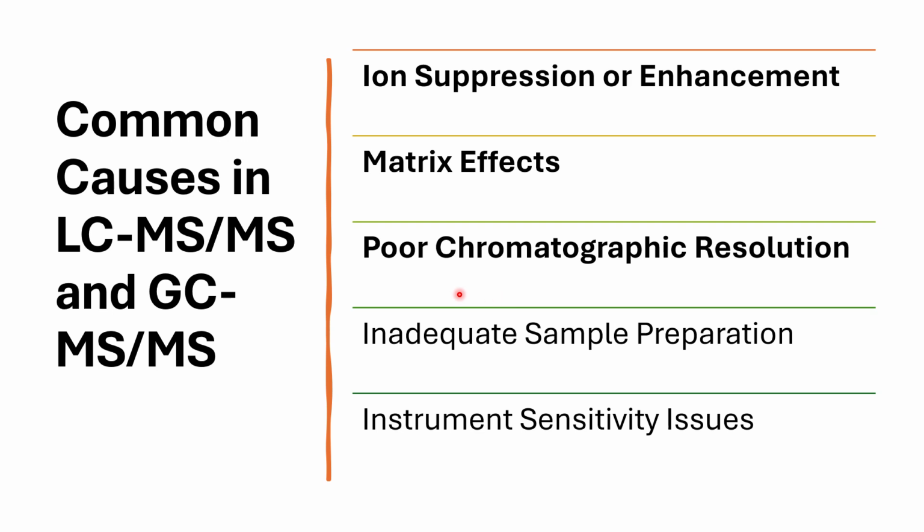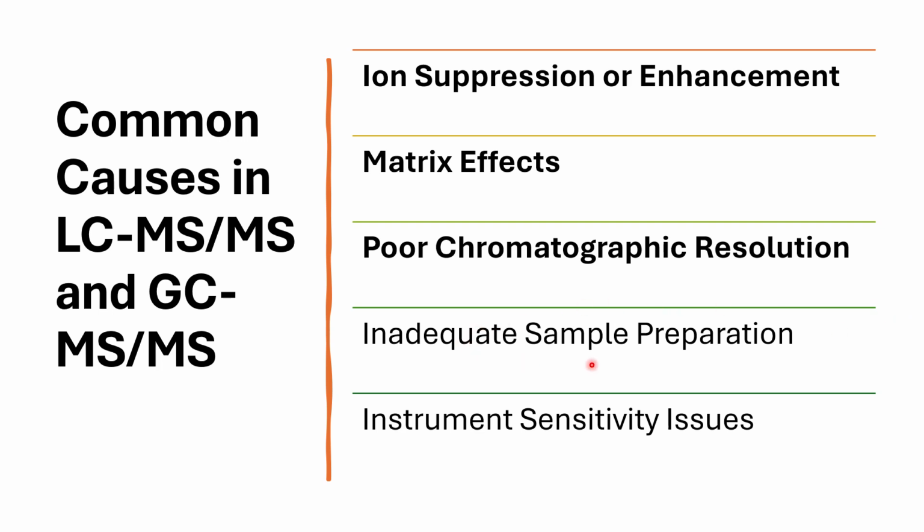The third cause is poor chromatographic resolution. It means your analyte might be hidden under a large matrix peak. If co-elution occurs with an abundant matrix component, your signal can be completely obscured.